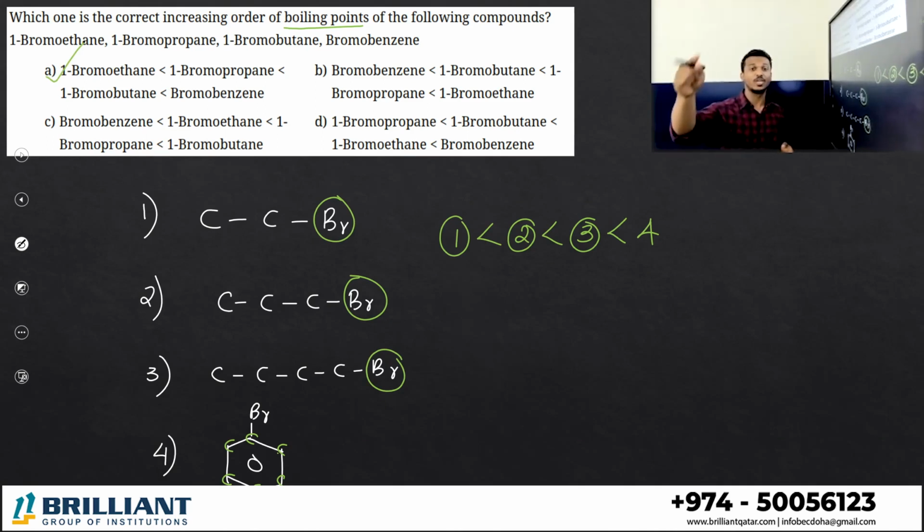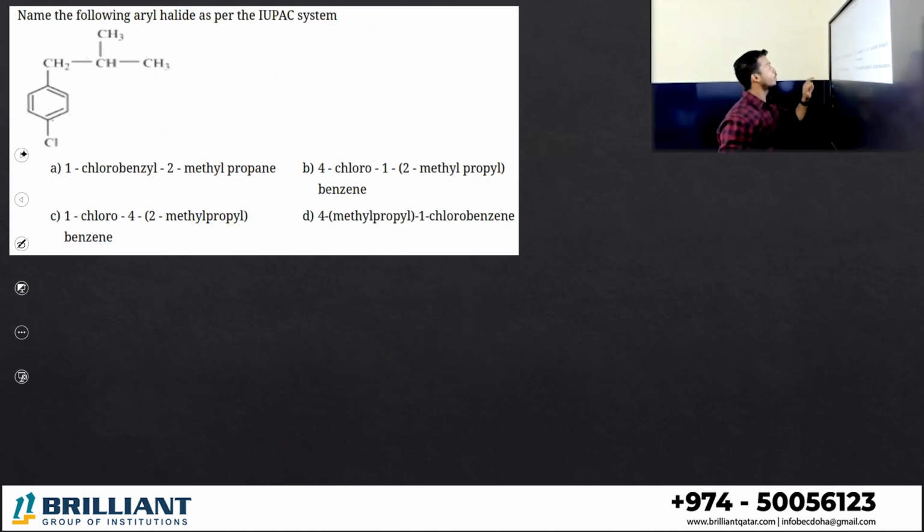Okay, let's go to question number 3. In question number 3, we have: name the following aryl halide as per the IUPAC system. A nomenclature question we can expect, okay? So here you have a benzene ring and there is a chlorine and there is an alkyl chain. What is actually the alkyl chain present? What is the common name of the big alkyl chain on the benzene ring? That is isobutyl. But we cannot use isobutyl. That's a common name, okay?